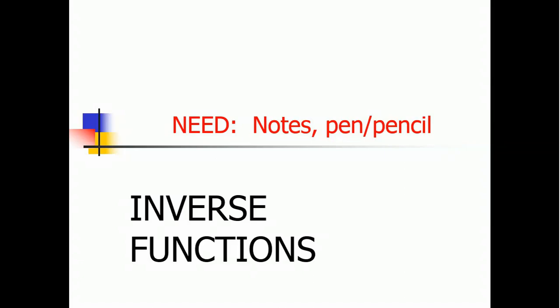We're going to look at inverse functions today. You're going to want those notes that I printed out for you, and then a pen or a pencil, and then you may need a calculator to do some simple calculations.